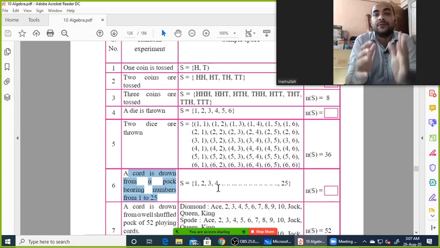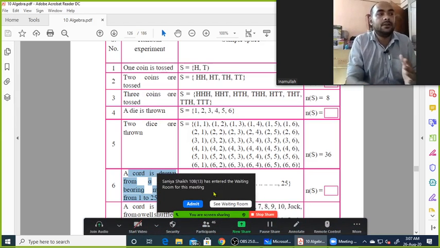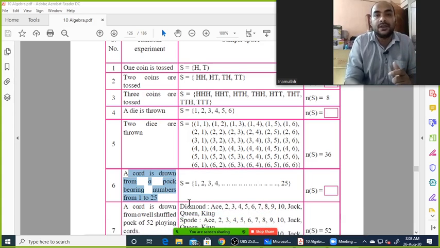Suppose if you have a pack of 20 cards bearing number 1 to 20, so you will have 20 possibilities to get one card from it. If you have 50 cards, and you draw one card randomly from that pack of 50 cards, you will have 50 chances to pick one card, any number from 1 to 50.